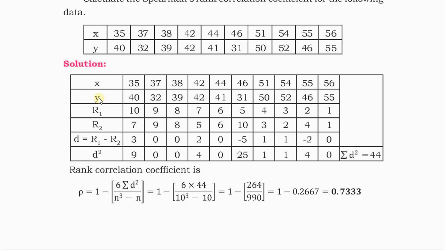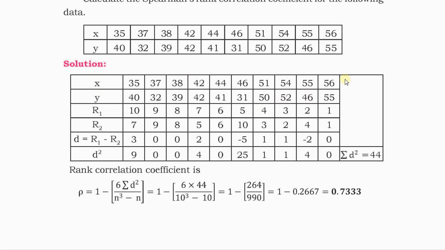Suppose if you are ranking the x values in ascending order, then you also have to rank the values of y in ascending order only. So if it is descending in x, then it should also be descending in y as well. So in this problem, the ranks are assigned in descending order in both x and y.